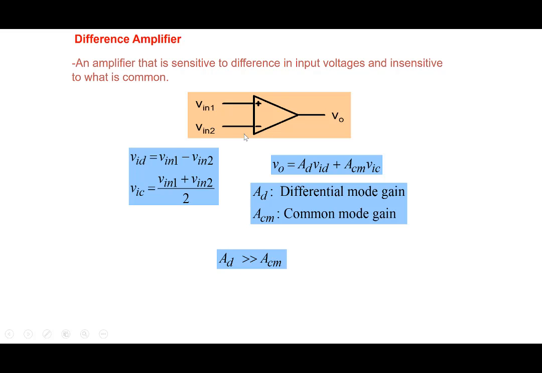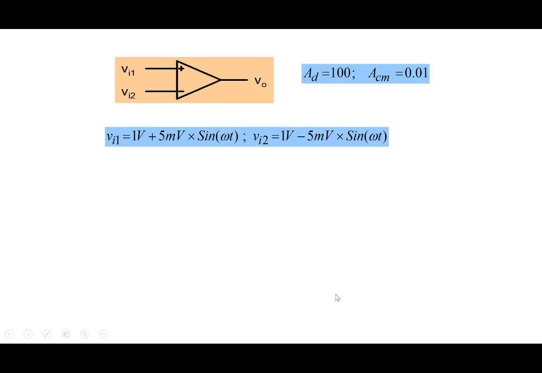So a difference amplifier is one where the differential mode gain is much, much larger than the common mode gain. In an ideal difference amplifier, the common mode gain will be 0, and V0 will be only equal to AD times VID. The ratio of the two, AD by ACM, the ratio of differential gain and common mode gain, is what is called the common mode rejection ratio. So an ideal difference amplifier will have ACM going towards 0, or CMRR equal to infinity.